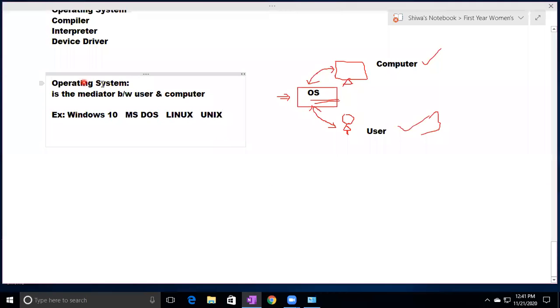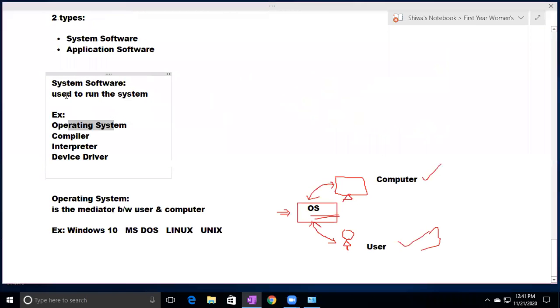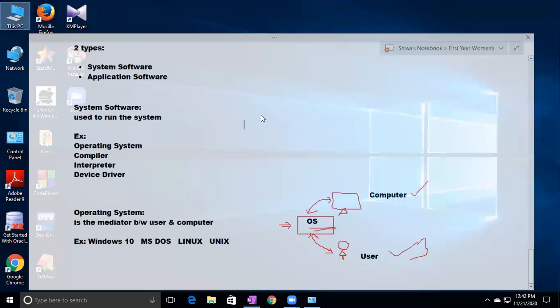So what is an operating system? It is the mediator between the user and the computer. If the operating system is not there, what happens? I already told you, the operating system comes under system software. System software means what? That is used to run the computer. So to run the computer, we use the operating system. If the operating system is not there, what happens?